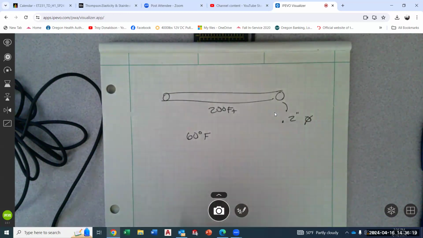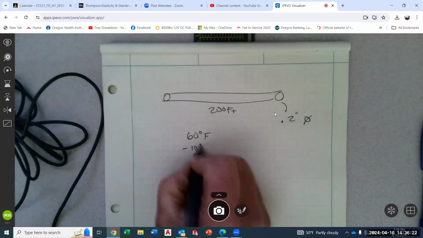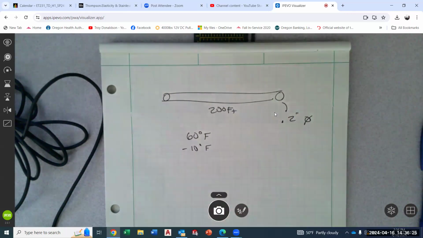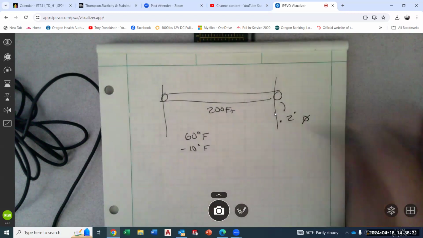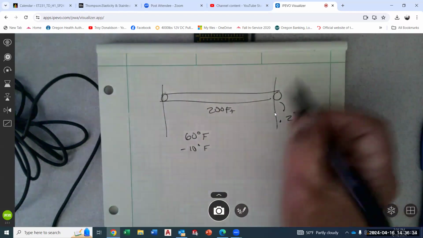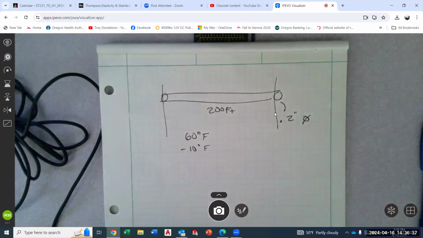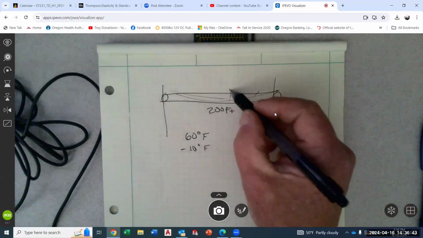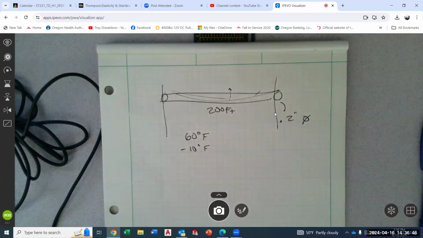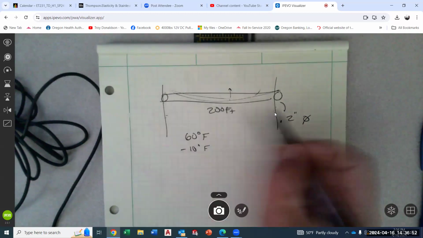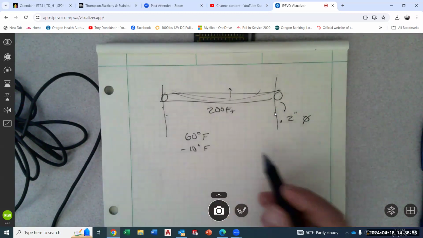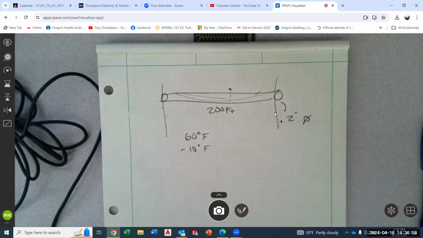But then winter comes and it goes to minus 10 degrees F. So when something gets colder, it wants to shrink. And this wire is between two telephone poles, and these telephone poles are not moving, right? So essentially it's fixed. Now we put sag in it just for this reason, because then the sag would come out when it shrinks. But we're not going to talk about that. Since it is locked down between two telephone poles, we're going to say it's not free to shrink, right?